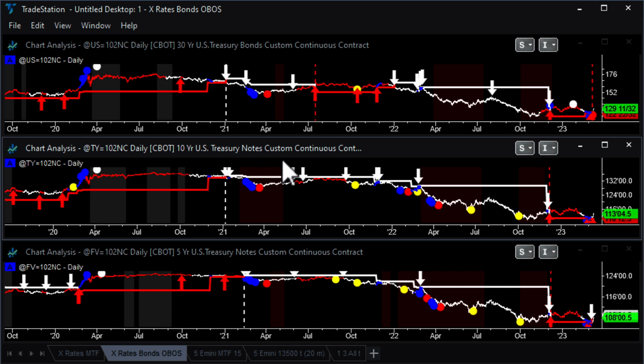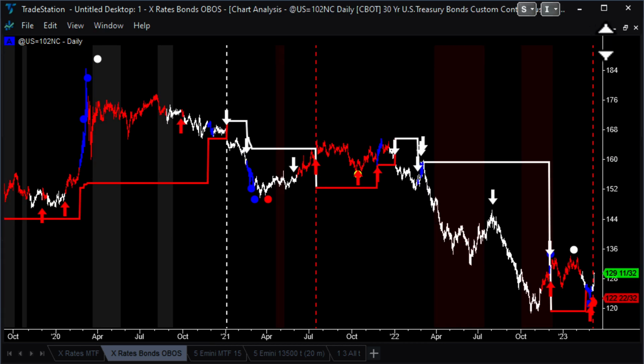So at US, at TY, and at FV. I happen to have this little ending piece here which just changes the rollover date in TradeStation. That's kind of a minor thing, but what we need to look at is all the triple signals that are going on here. So the first one I'm going to show you is on the 30-year bonds.